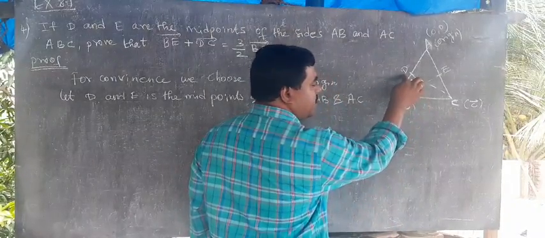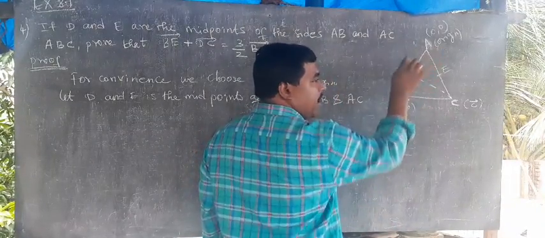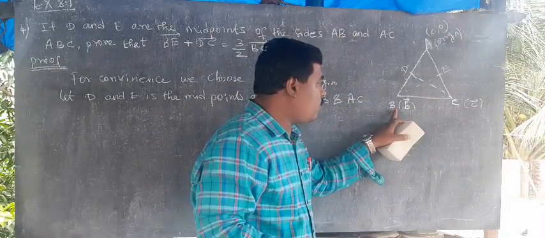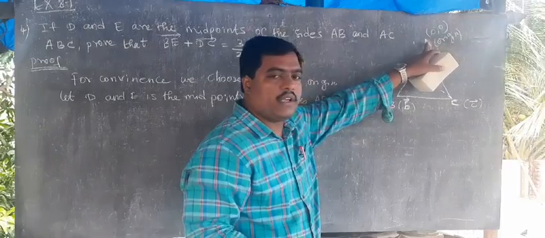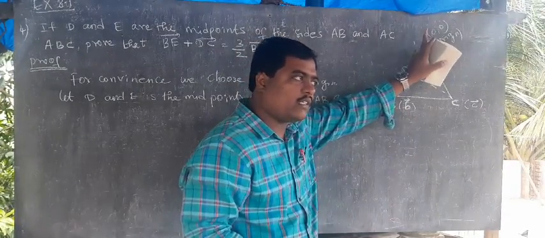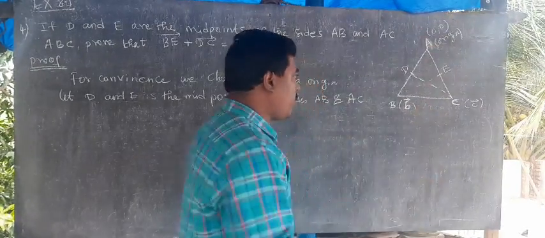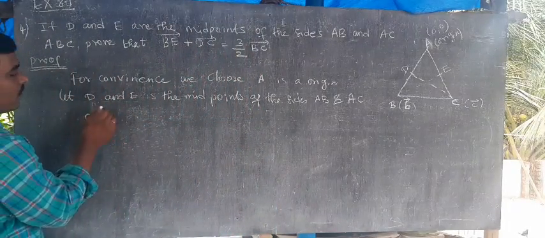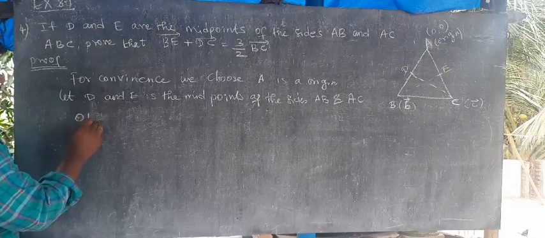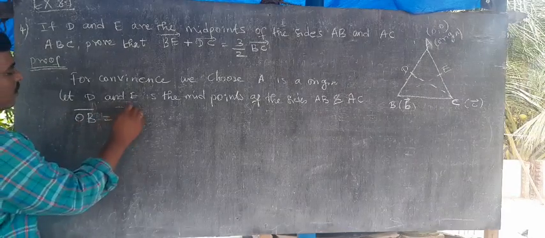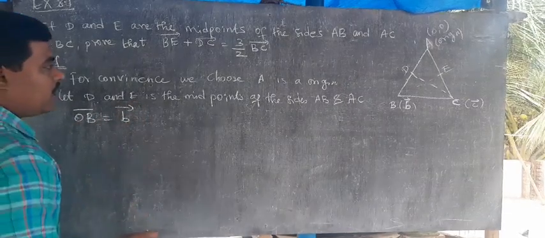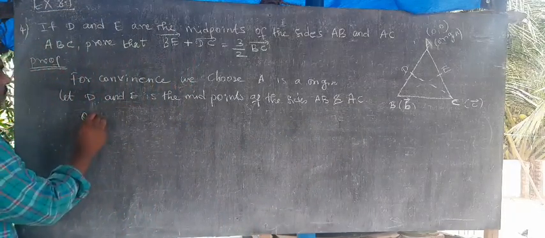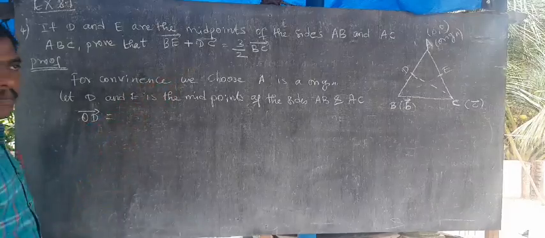So the same thing. D is the midpoint means B plus A by 2. This is position vector. So OB vector plus OA vector. This is not the OA vector, only origin 0. 0 by 2. So finally we are getting position vectors. OB vector equals b vector, right? OC vector equals c vector. So here we are getting OD vector because D is the midpoint.